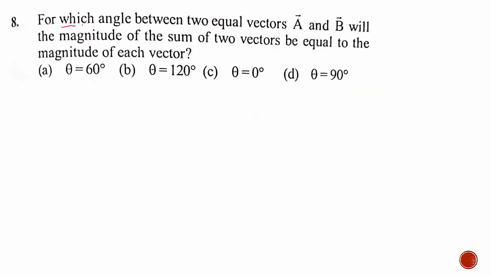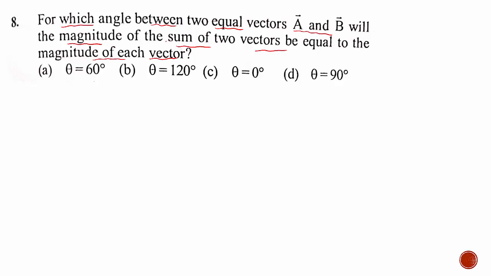Eighth question. For which angle between two equal vectors, vector A and B, will the magnitude of sum of two vectors be equal to magnitude of each vector? For which angle between two equal vectors, vector A and vector B? They have given two vectors A and B. At what angle are both the vectors equal? And also magnitude of sum of two vectors is equal to magnitude of each vector. Right?